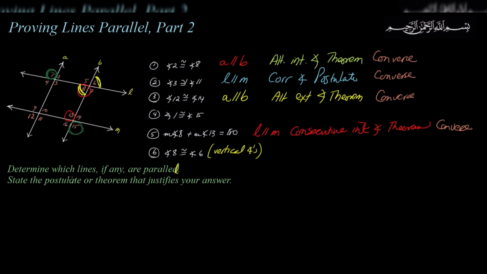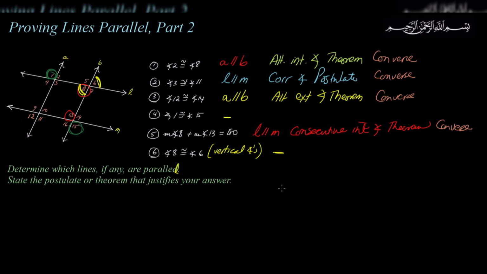So the question was determine which lines, if any, are parallel. So we know vertical angles are always congruent. You know what I'm saying? That doesn't prove any line being parallel at all. So if that was the only piece of information given, we cannot make any conclusions from here. Okay, you can't make any conclusions from questions number 4 and number 6, but the rest you can use to prove that those lines are parallel. So this is our first questions.